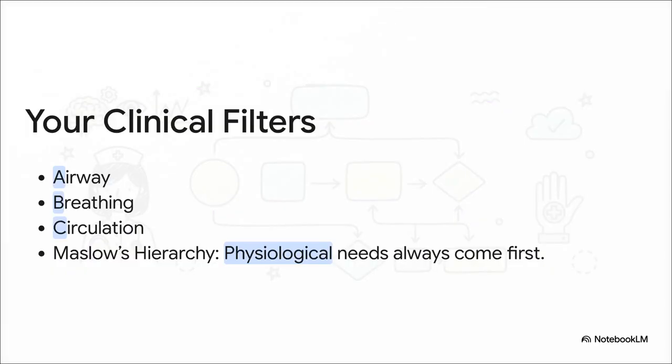So how do you sort your patients into that funnel? You use these 2 critical filters. The first and the most important one is the ABCs, airway, breathing, and circulation. An airway problem will always win, no matter what. After that, we can apply Maslow's hierarchy. You know this one. Basic physiological needs, like getting enough oxygen, always come before anything else.